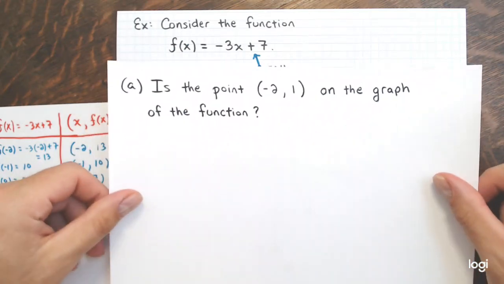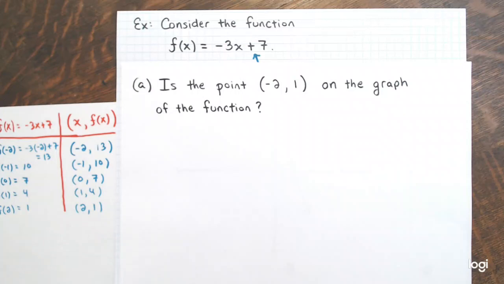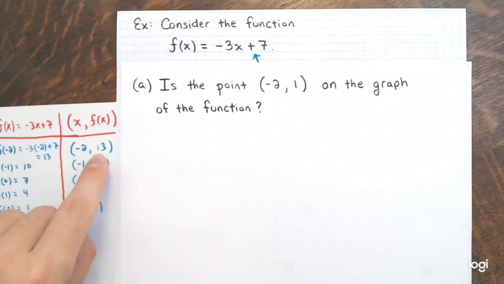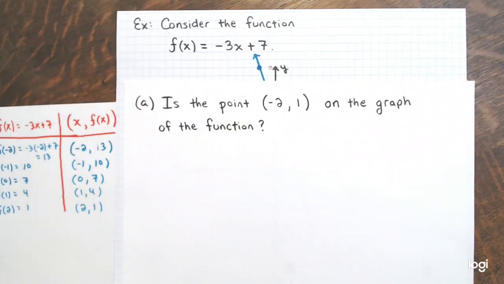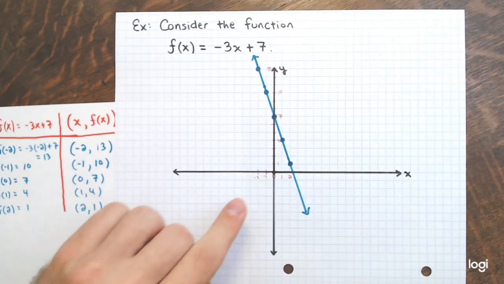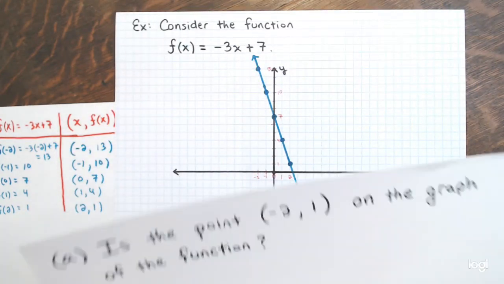We'll go back to the graph in a second. All right, so is the point -2 for x, 1 for y? Is the point -2, 1 on the graph of the function? Well, no. We saw that the point -2, 13 is on the function, right? That's this point up here, when I look at my graph. -2 for x, 13 for y.